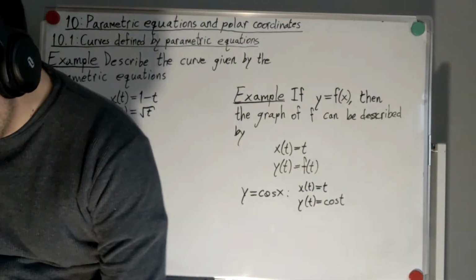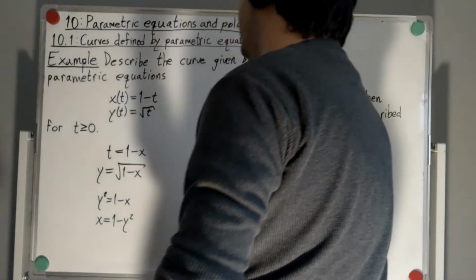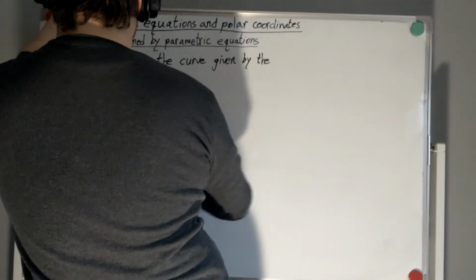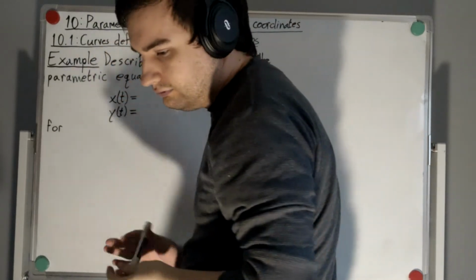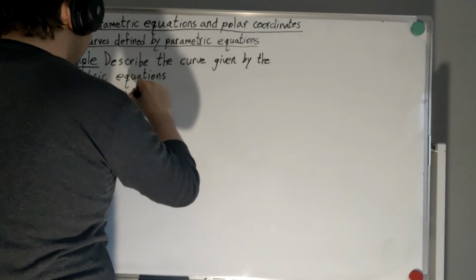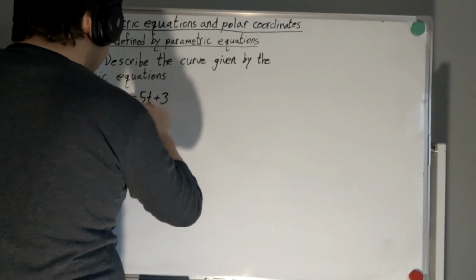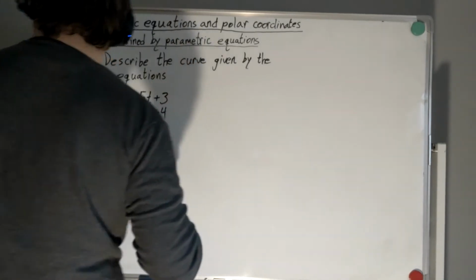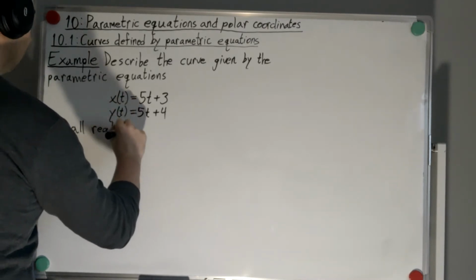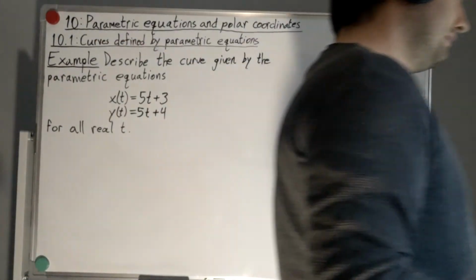Let's look at another example. So let's say this one is x equals 5t plus 3, y equals 5t plus 4, and we're talking about all real values of t. What does this curve look like?